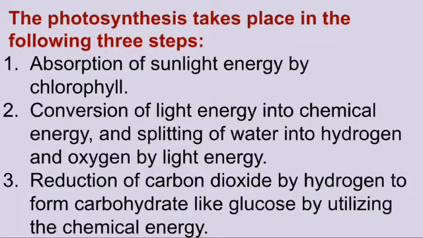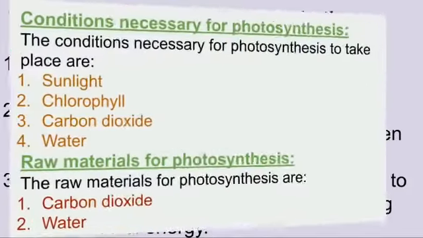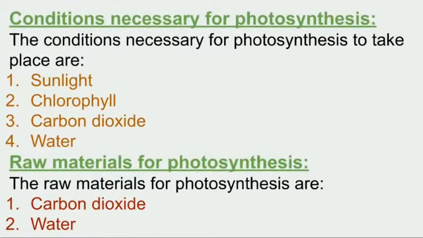Then the third step is the reduction of carbon dioxide by hydrogen to form carbohydrates like glucose by utilizing the chemical energy. It reduces carbon dioxide by the hydrogen, and it forms carbohydrate, which is the food of the plants. So here we have a few conditions which are compulsory for photosynthesis. The conditions necessary for photosynthesis are sunlight, chlorophyll, carbon dioxide and water, or you can say these are all the ingredients and recipe of photosynthesis.